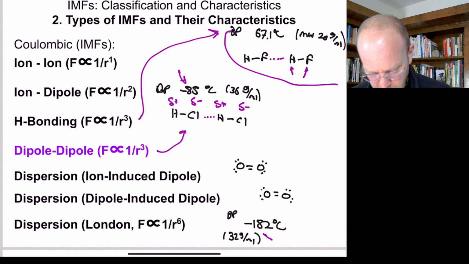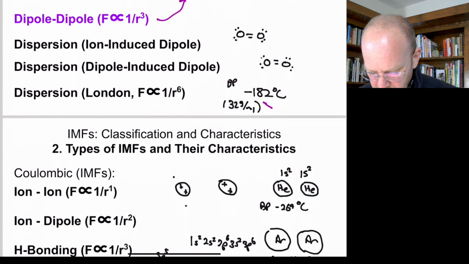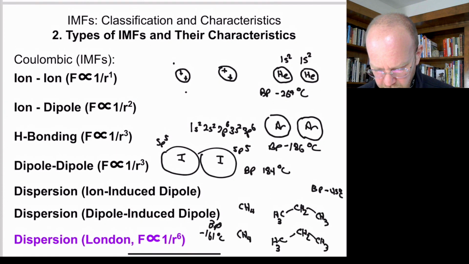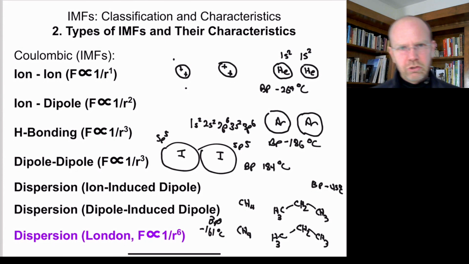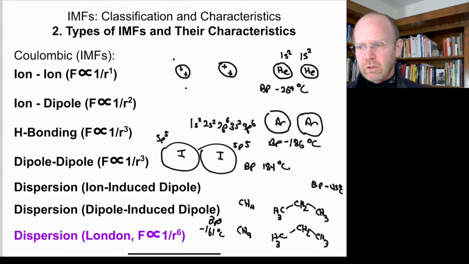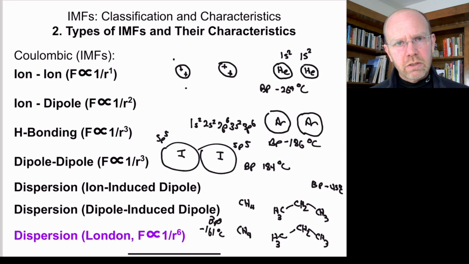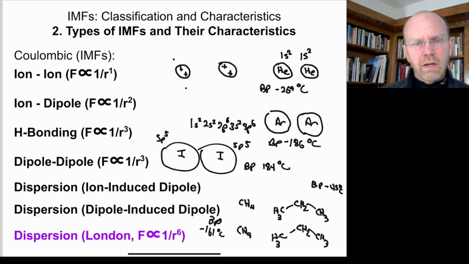Okay, so let's move on and talk about dispersion. I'm going to talk about dispersion sort of in the opposite order. I'm going to start by talking about what we usually refer to as London dispersion. London dispersion occurs between atoms or molecules that have no permanent dipole.